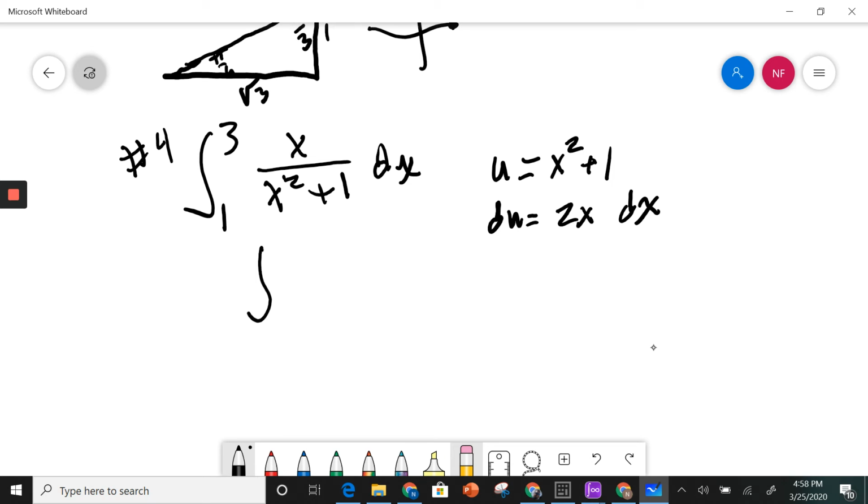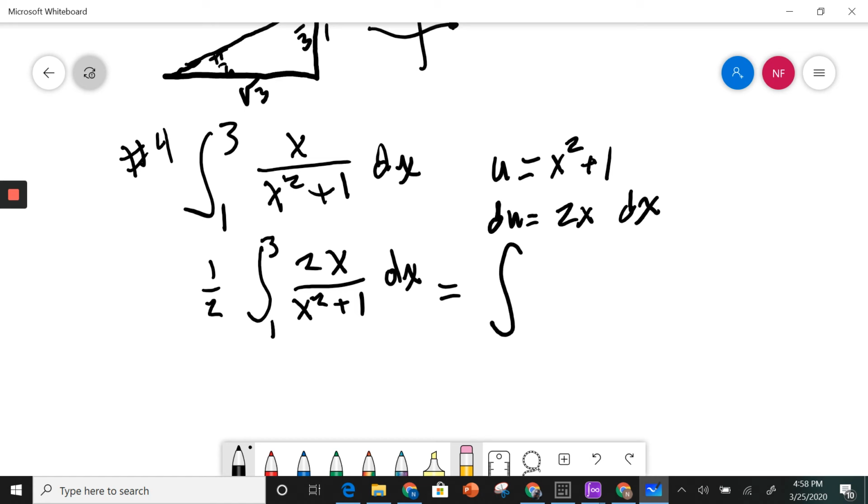So we can rewrite this. We can put the 2x on the top over x squared plus 1. Now, since we put that 2 up top, we have to multiply the outside by 1/2. And we have our integral going from 1 to 3 dx. But now we do the u substitution. So the u substitution gives us just 1 over u du, because the 2x is our du, and the x squared plus 1, well, that's u.